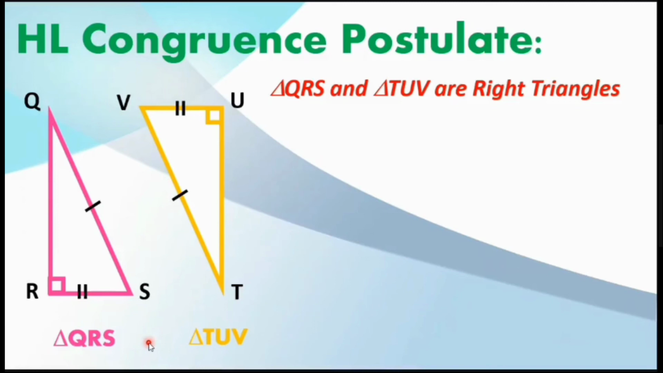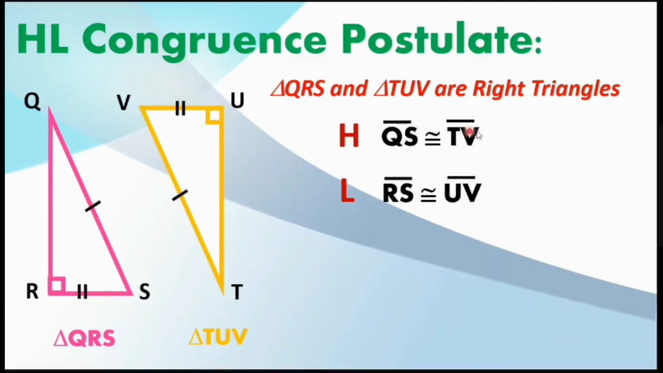Okay, so since the two triangles are congruent, we can now give statements about the two corresponding parts that are congruent, which are HL. What is the hypotenuse of the first triangle? The hypotenuse of the first triangle is side QS, and on the second triangle, we have side TV. Therefore, side QS corresponds to side TV, or we can say that side QS is congruent to side TV. How about on one leg? We have side RS corresponds to side UV, or simply we can say that side RS is congruent to side UV.